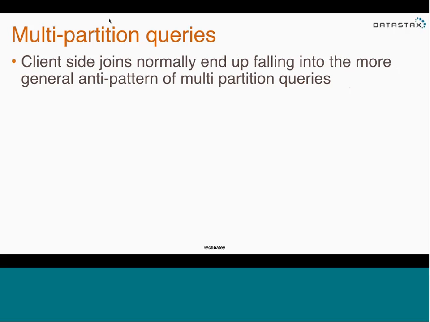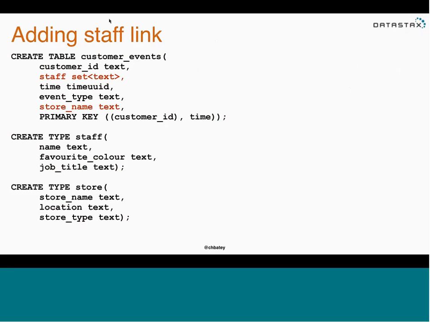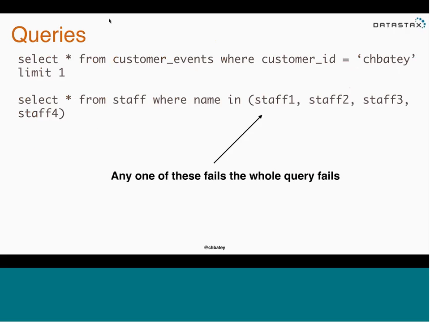So let's say that we had a new requirement come in for our customer events, and we want to associate multiple staff members. So here I've changed the table so that actually it's a set of staff members associated with this event. And we want to talk about some of the staff members, say their job title, jokingly their favorite color. What type of queries is this going to lead to? It's going to lead to queries that look like this. So after we get back a customer event, we're going to end up doing a multi-partition query to get the information about all the staff members.